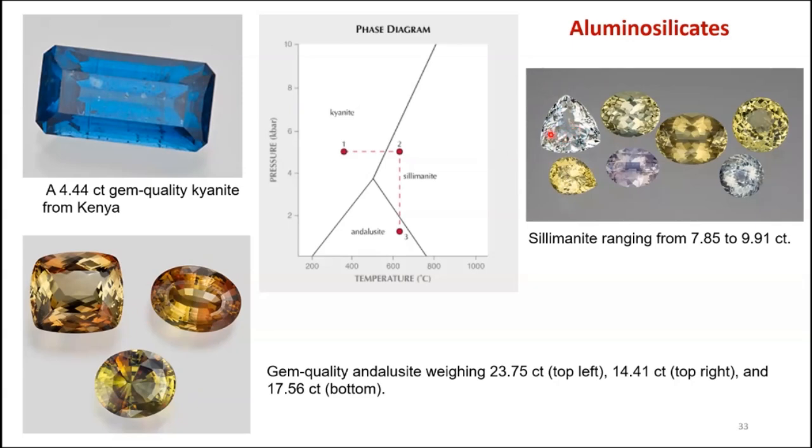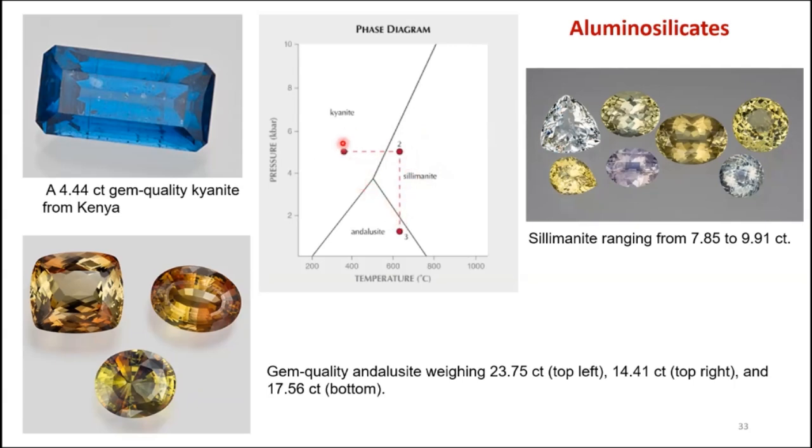So that's the reason you cannot always expect gem quality sillimanite in a high grade metamorphic terrain. If a terrain experiences high temperature metamorphism, sillimanite can be produced. Sillimanite is available in different rocks if the chemistry is suitable, but they are not gem quality. They are stable under different pressure temperature conditions.